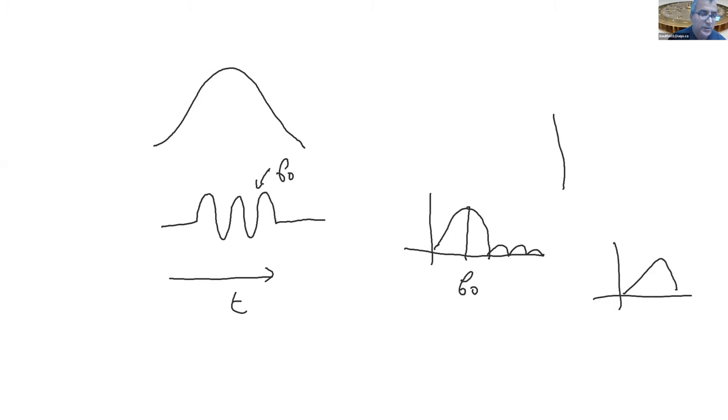That's the source, and let's suppose this is the FSS, moving with speed v. So the frequency f prime over f should be something like 1 minus v over c, over 1 plus v over c. And if it's the opposite direction, then you replace v with minus v. That's for the reflected wave.